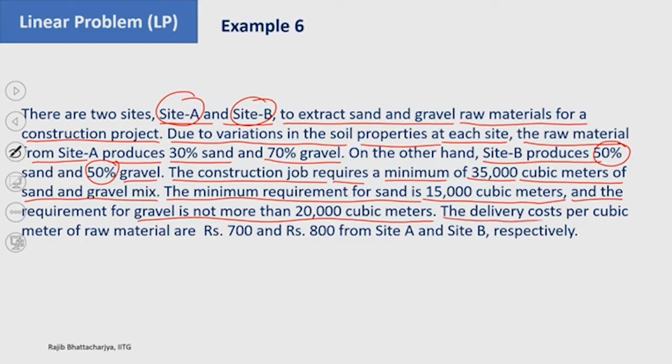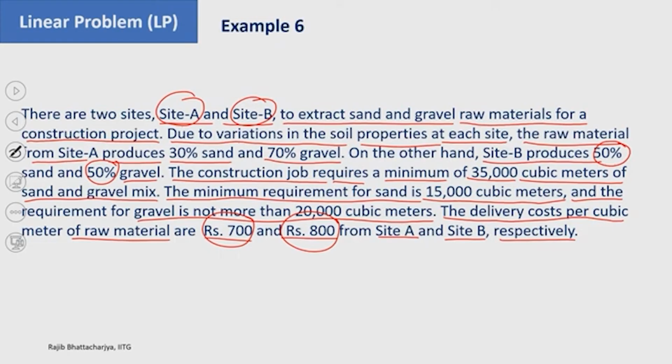The delivery costs per cubic meter of raw material are rupees 700 and rupees 800 from site A and site B respectively. That means, if I take 1 cubic meter of raw material from site A, the delivery cost is 700, and if I take it from site B, the delivery cost is 800. So, now we have to decide how much raw material to take from site A and how much from site B in order to minimize the cost.